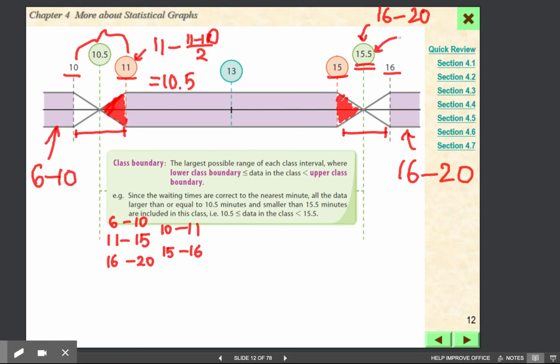But once again, I just want to remind you, this one is what we call the lower class boundary, while this one is what we call the upper class boundary. Okay, that's it for the concept of class limit and class boundary.